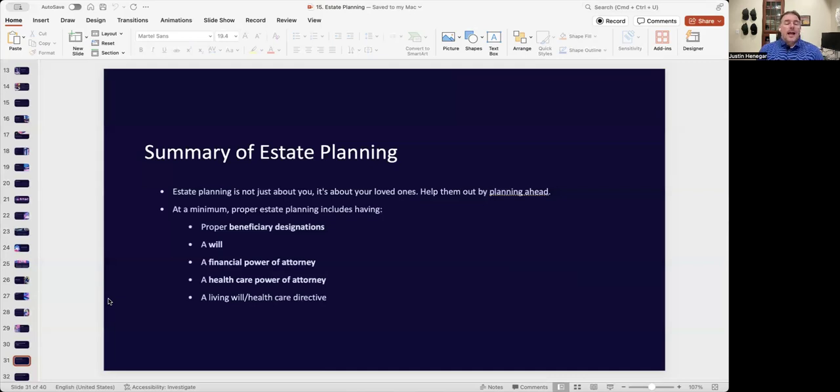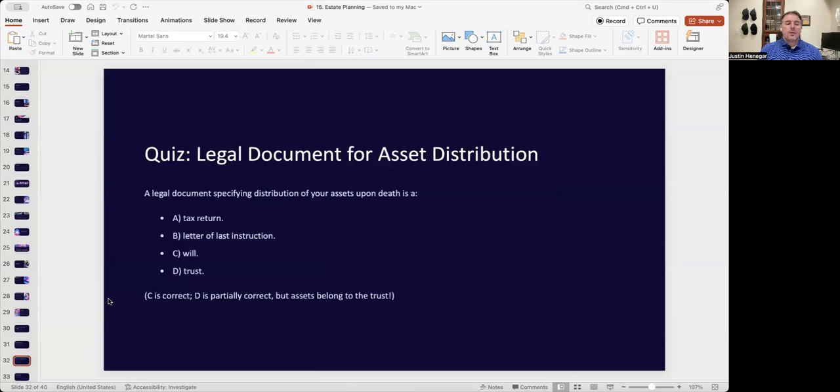We want to make sure that assets have proper beneficiary designations, a will if we can do that. A will would be the first step. Power of attorneys, both financial and healthcare, and if possible, we want to try to have a living will or a healthcare directive.